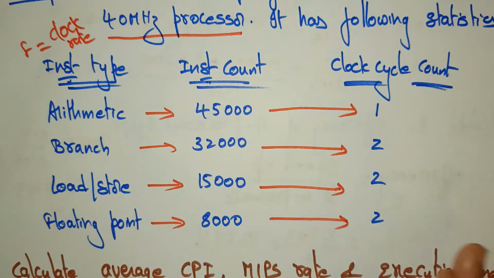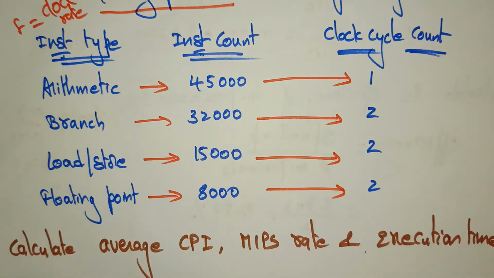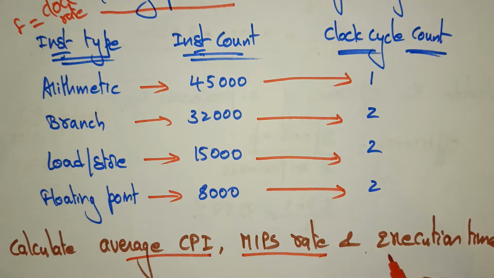So this is what is given, and they are asking us to calculate the average cycles per instruction, MIPS rate and execution time. I need to calculate 3 terms: average CPI, MIPS rate and execution time. Now let's calculate one by one.